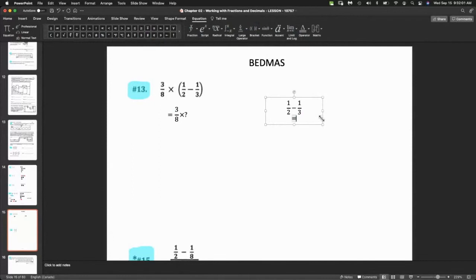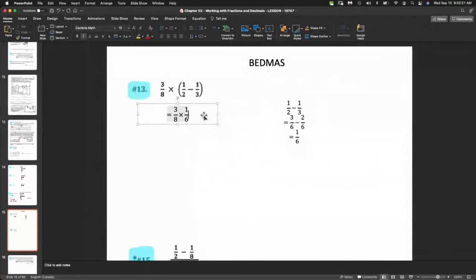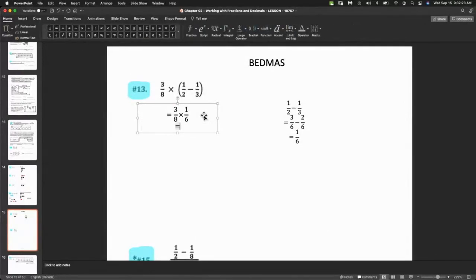So the lowest common denominator is 6. So the first fraction I'm going to multiply by 3 over 3, and the second fraction by 2 over 2. So that equals, and I can put that right here. And then you're basically just cruising along. That's 3 out of 48, or 1 out of 16. You can reduce.